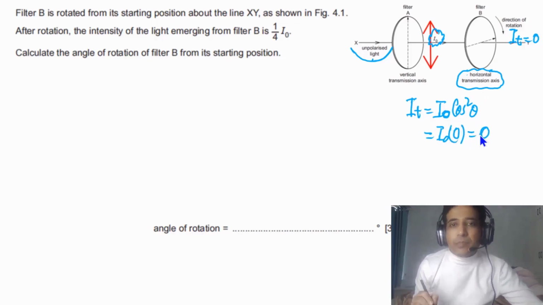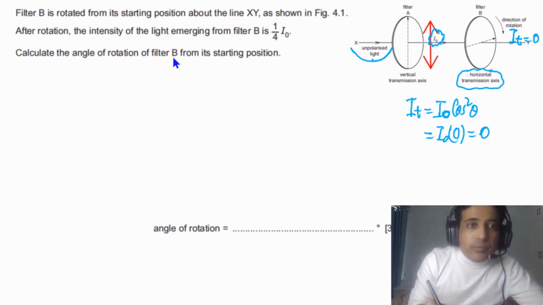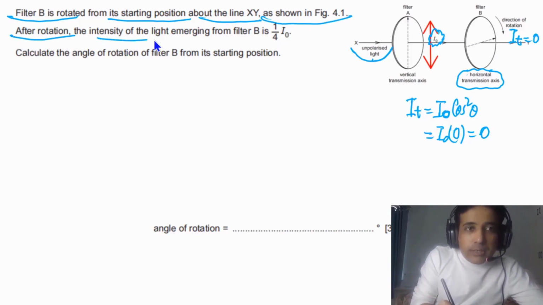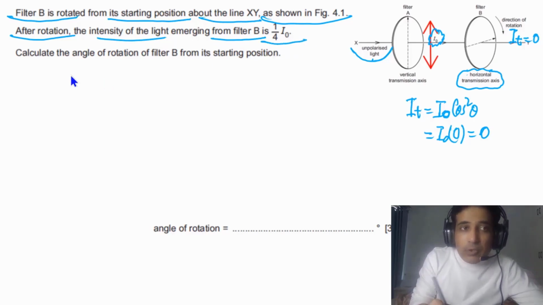But this is not all about this question. The question is also asking us, filter B is rotated from its starting position about the line xy, as shown in figure 4.1. After rotation, the intensity of the light emerging from filter B is 1 by 4 I naught. And we need to calculate angle of rotation of filter B from its starting position.